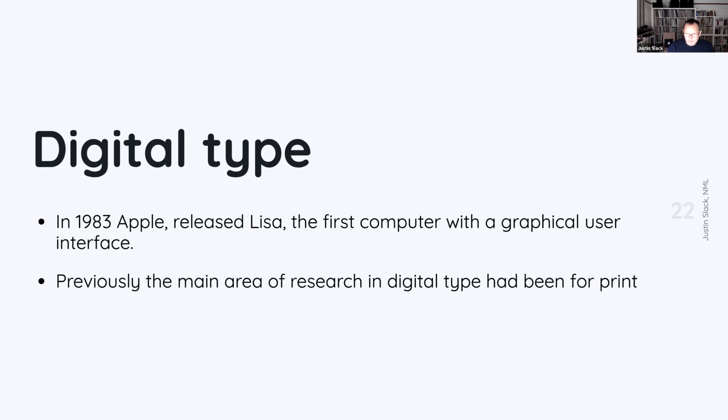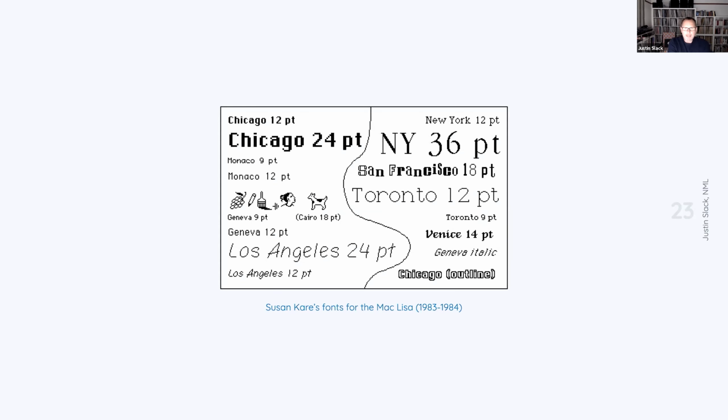So the Mac Lisa, as I said, was released in 1983. The typefaces and fonts were all designed by a designer called Susan Kare, who worked at Apple for a long, long time doing designs. And these are the ones that were available. If you look at them, you'll notice that they are all very pixelated.